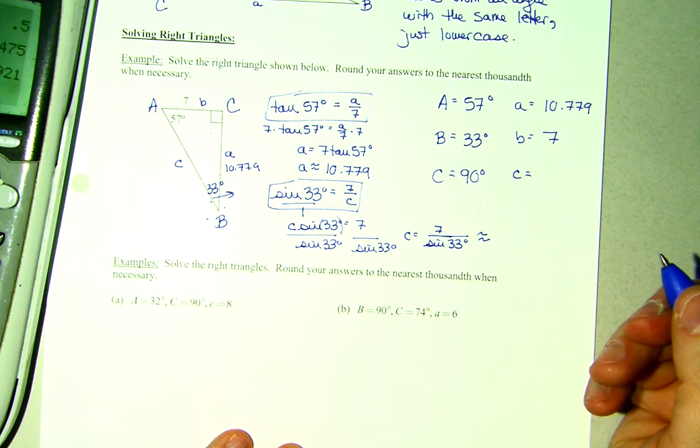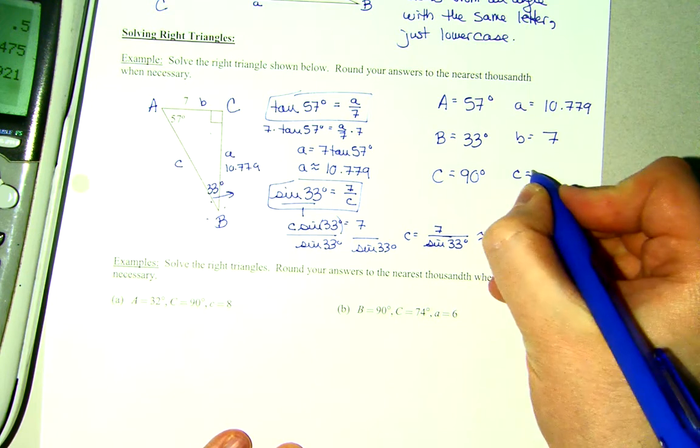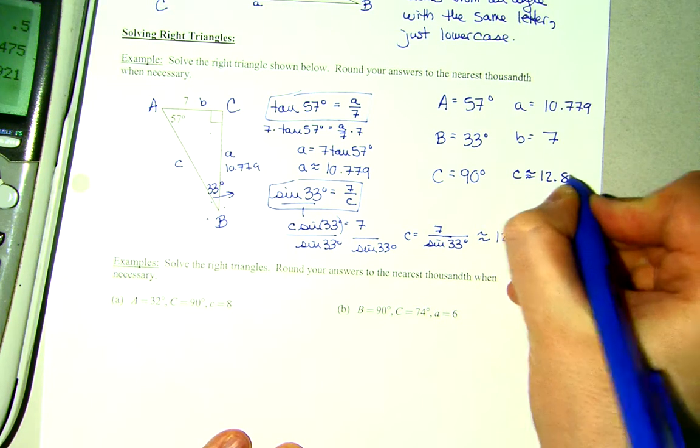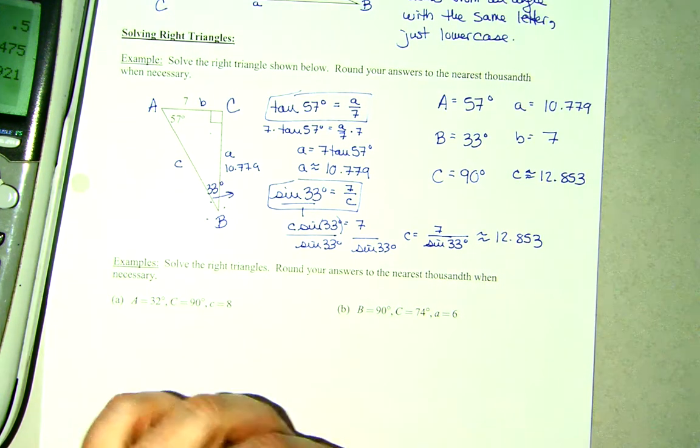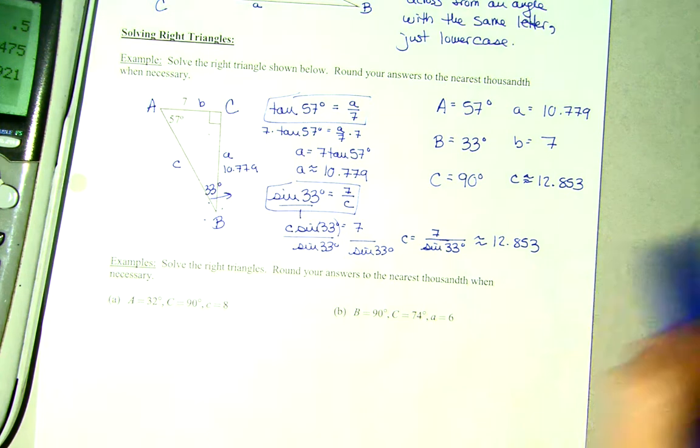Leah, do you have an answer for this one? 12.853. That sounds good. This is about 12.853. And I have solved my triangle. I've got all the sides. I've got all the angles. I know I started with like 3 things that were already given. I only had to find 3. But I found everything that I need.